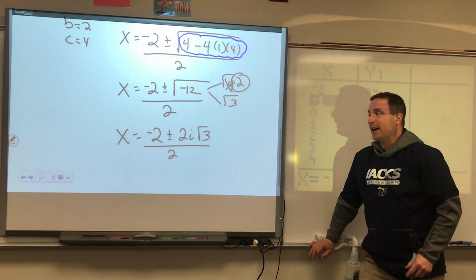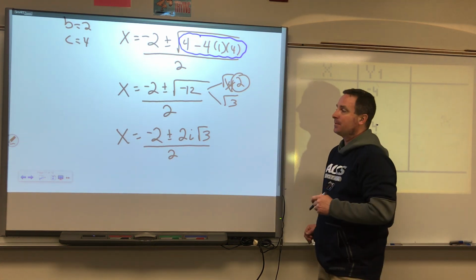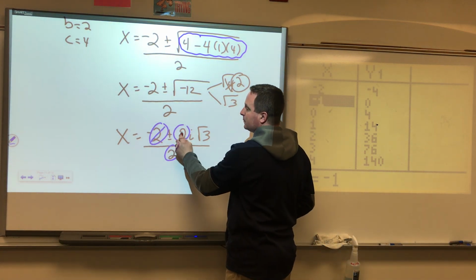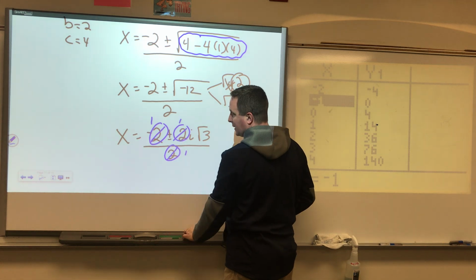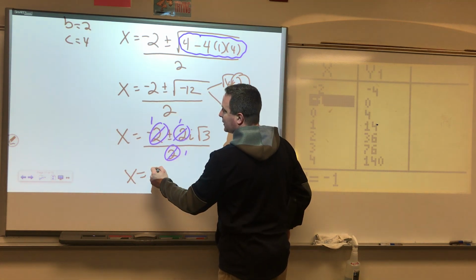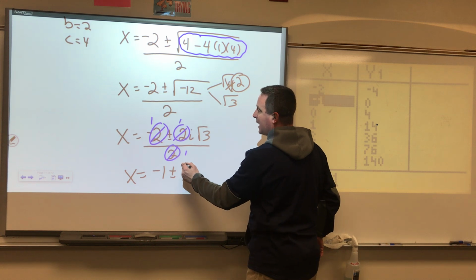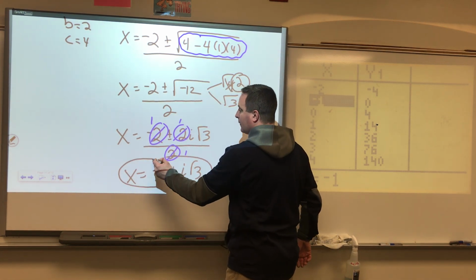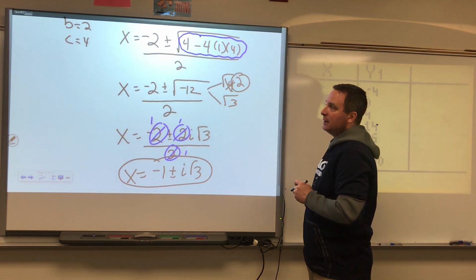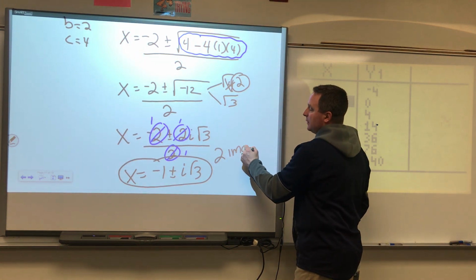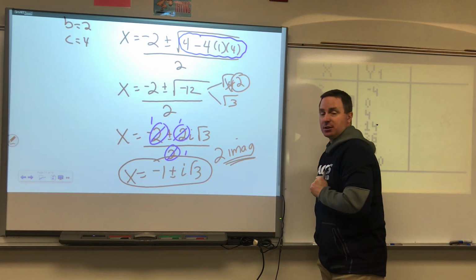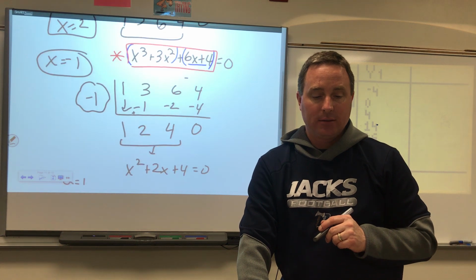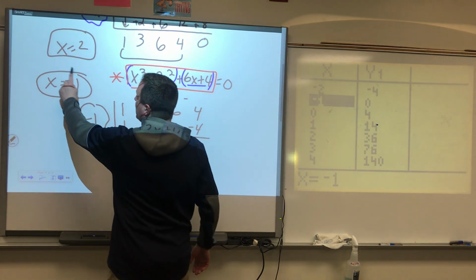And you might be thinking, are we finally done with this problem? We're really close. If I look closely, all 3 of these can be divided by 2. They turn into 1s. So my grand finale answer is negative 1 plus or minus i with the square root of 3 all over 1. I'm just going to leave it like that. So this has 2 imaginary solutions. And then way back at the beginning, we found 2 real solutions.